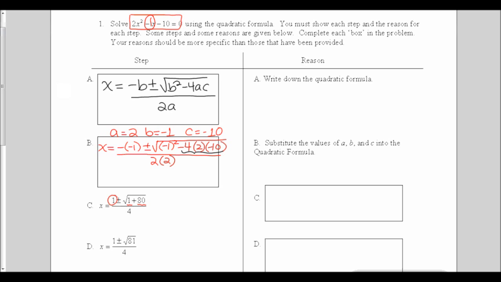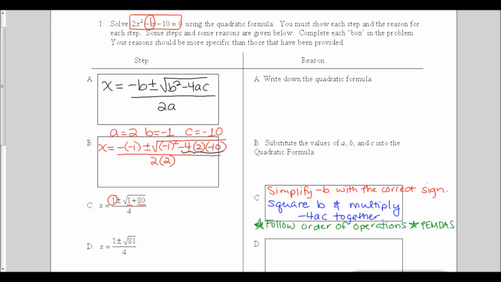I'm going to write down this step while I pause the video. So what did I do? Again, I simplified the opposite of b with the correct sign. I squared b and I multiplied the 4ac together. And realize when I'm doing that, I'm following the order of operations. I'm just doing PEMDAS to simplify.